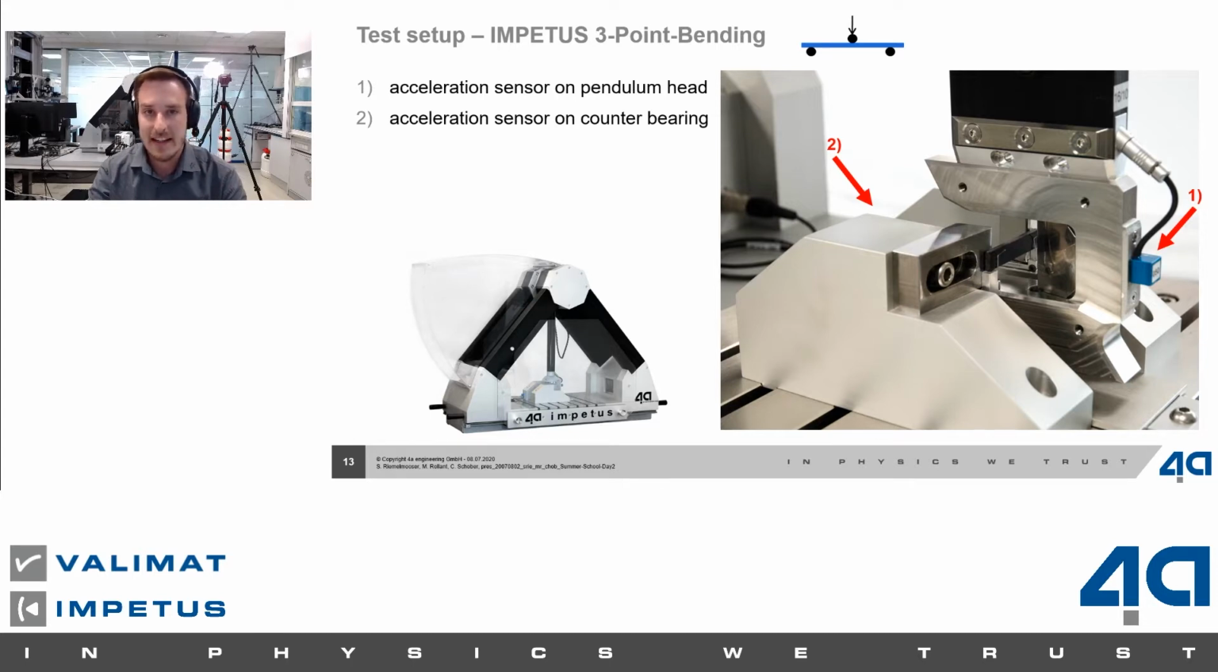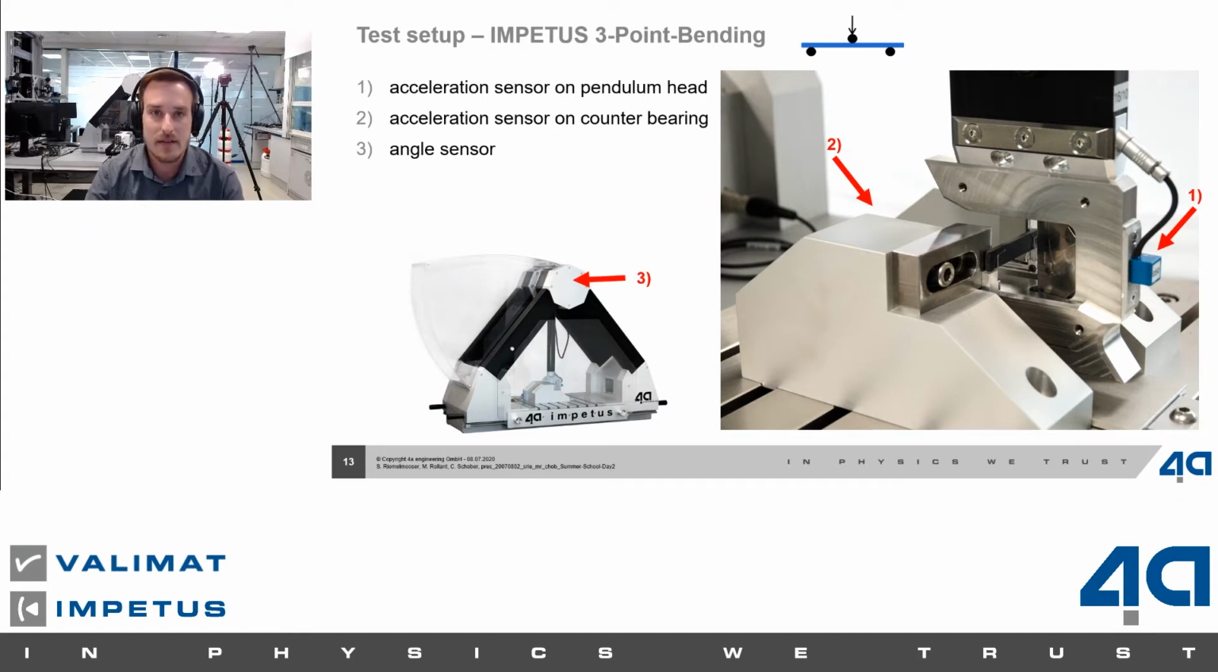We are using a second acceleration sensor on the counterbearing system to get the information of whether there is a movement of the whole system or not. So if everything is fixed on the system, there should not be an acceleration on the counterbearing.